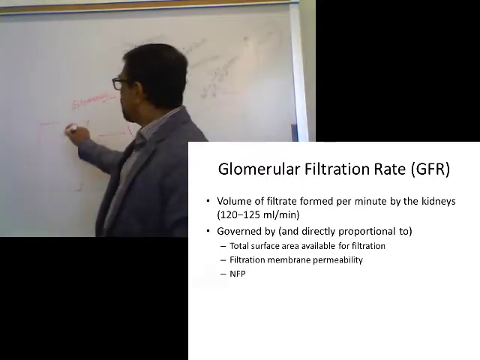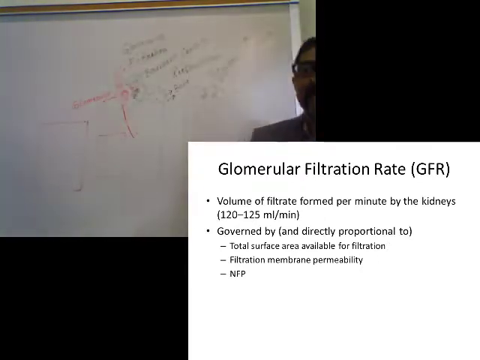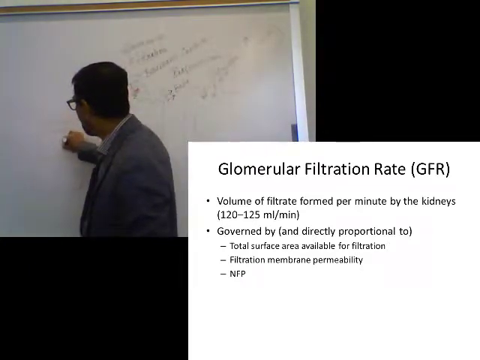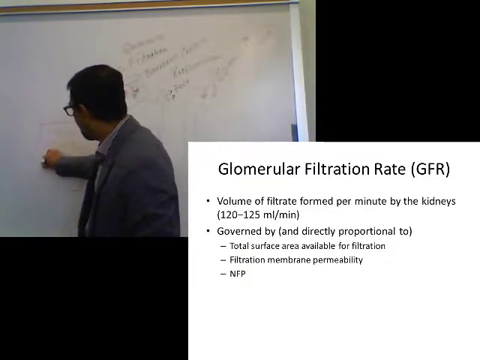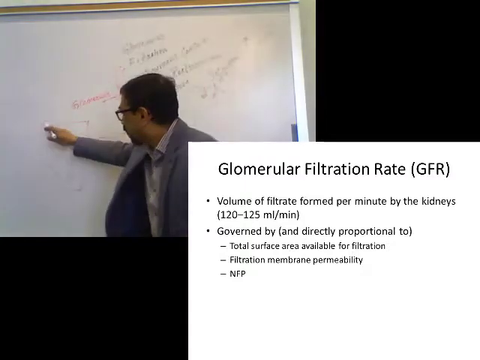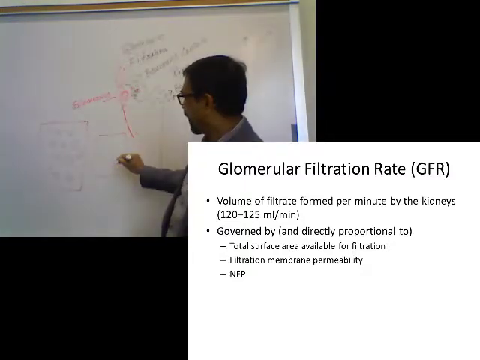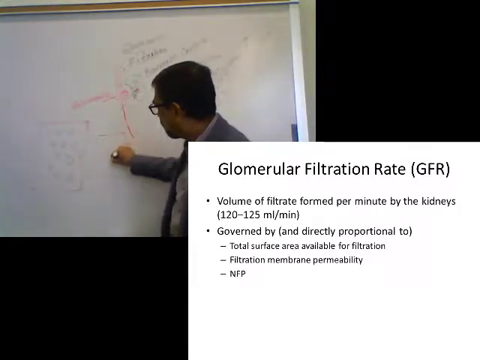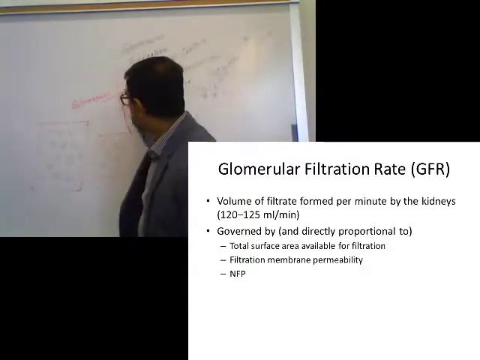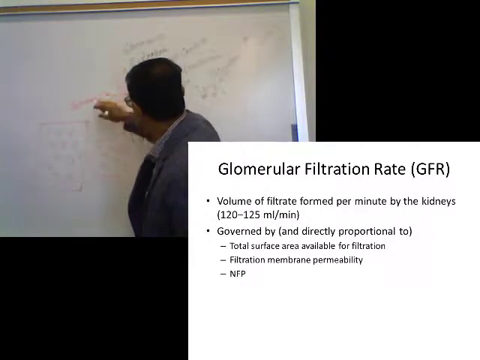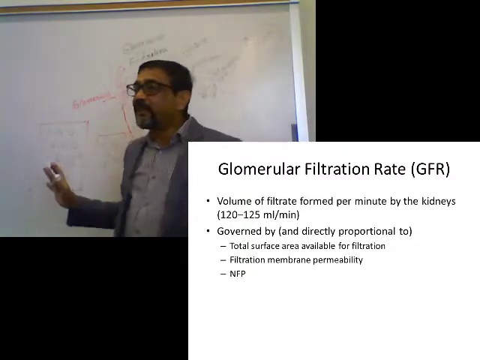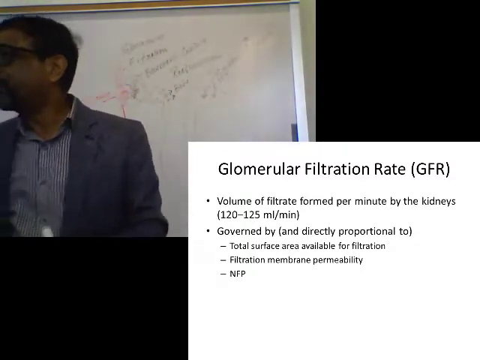So now we know that in the wall of your glomerular capillary, you have pores, many holes. We already know that, right? Very porous. So this one has more holes because the surface area is bigger. This one, total surface area is less, so less pores. So in this case, filtration will be more, the fluid will get out more. In this case, it will be less. Is it clear? So that is the total surface area available for filtration.